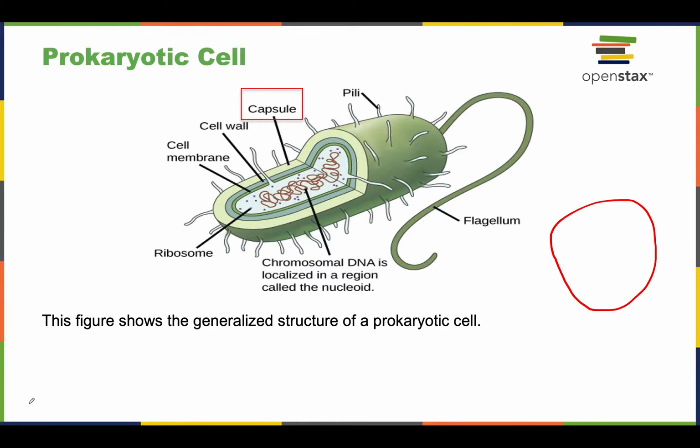ribosomes in them. So now this is a good time to talk about components that all cells have. One of them is genetic material, so DNA. All cells have a cell membrane. This is the plasma membrane. Not all cells have a cell wall, so be careful. Cell membrane is not the same thing as cell wall. All cells have a cell membrane. All cells have ribosomes.